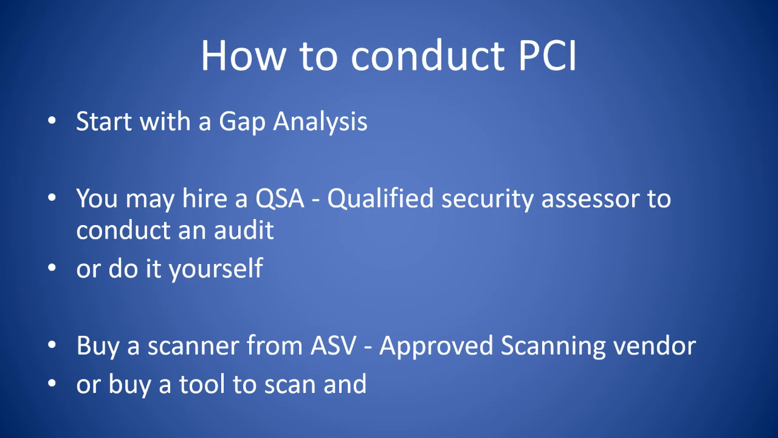So, how to conduct a PCI audit or ensure that we are aligned, we are compliant to PCI standard? The first step is to start a gap analysis and identify what are the gaps in the current environment. You can hire a qualified security assessor to conduct an audit, or you can do it yourself, or you can buy a scanner from an approved scanner vendor, or you can buy another tool and ensure that the scanning is done as per the requirements of PCI standard.